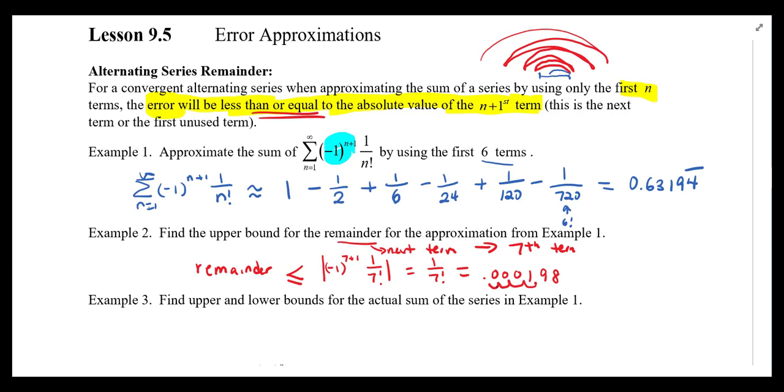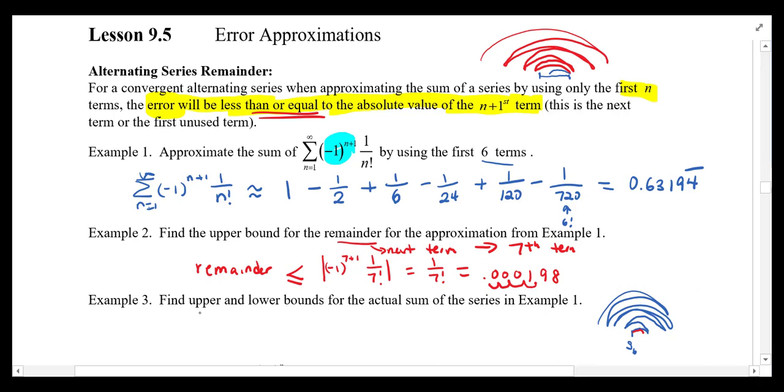Okay? Or for the remainder, sorry. Okay? And then with this, can I ask you now to try to find the upper and lower bounds for the actual sum? So once again, we did all this stuff and we found that after 6 terms, I have this particular value, s sub 6. And then adding the next term would require me to go a little bit further. Okay, so what are my upper and lower bounds?